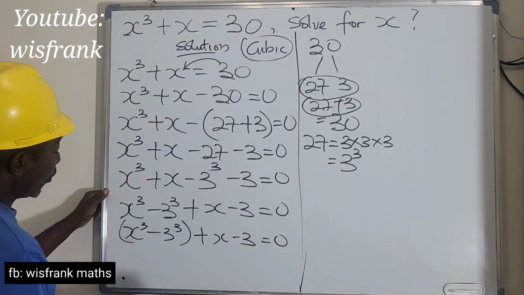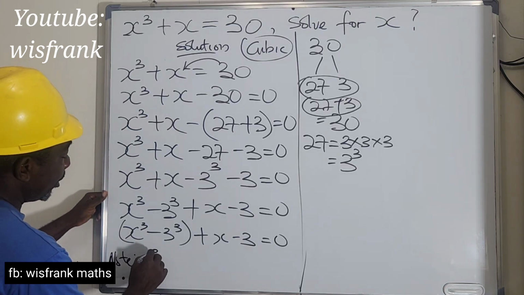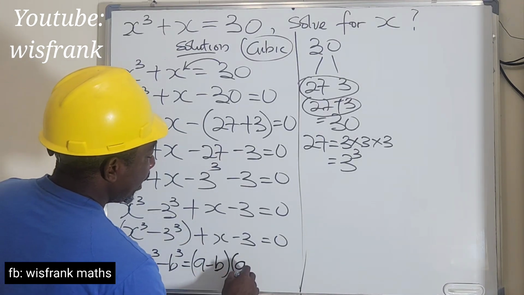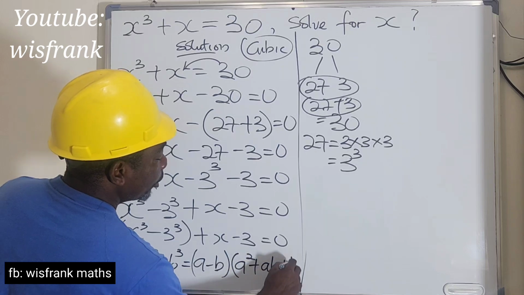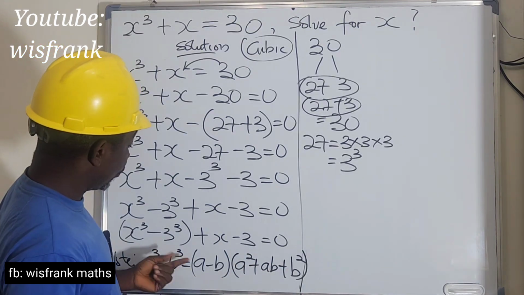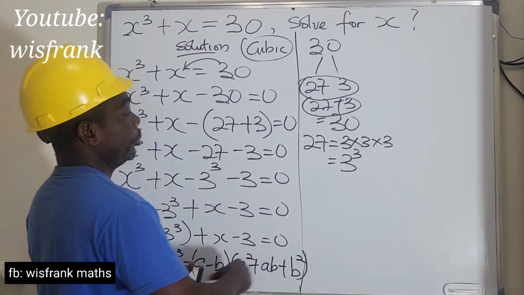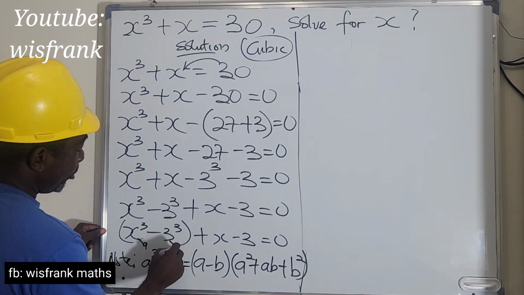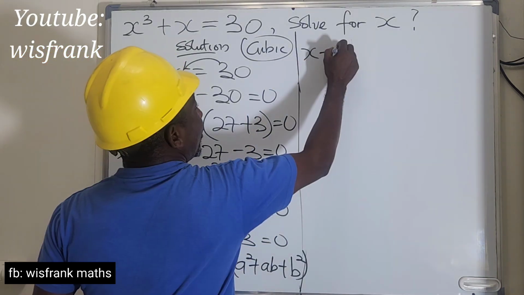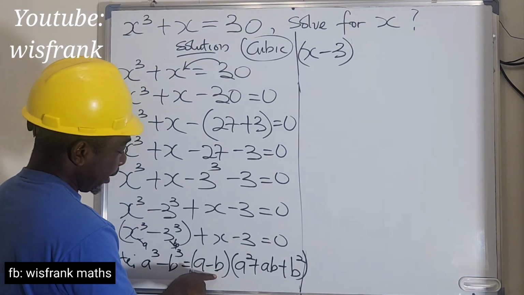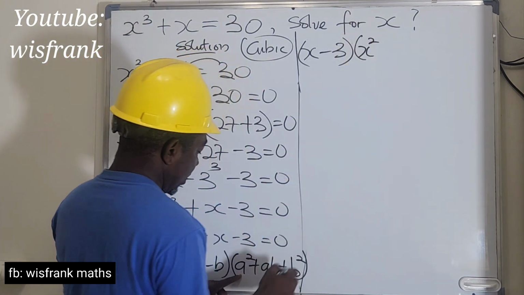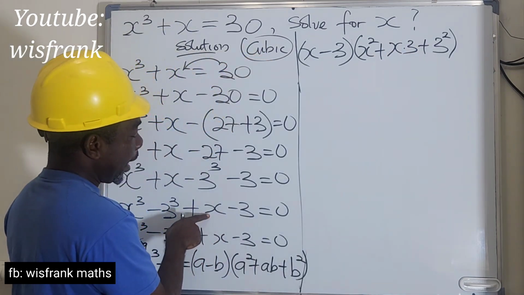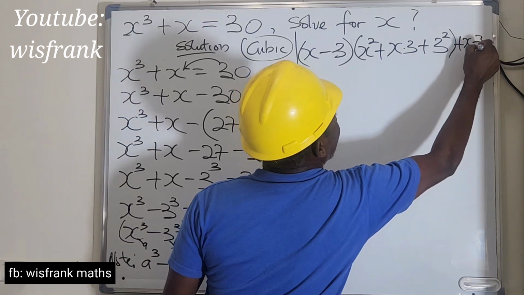The whole of this, we can recall that a raised to the power of 3 minus b raised to the power of 3 is the same thing as a minus b into a squared plus ab plus b squared. So what we are going to do is express this in this form. Here is our a and this is our b. So it's going to be x minus 3 into x squared plus x times 3, then plus 3 raised to the power of 2. Then we still have x minus 3 plus x minus 3 equals 0.